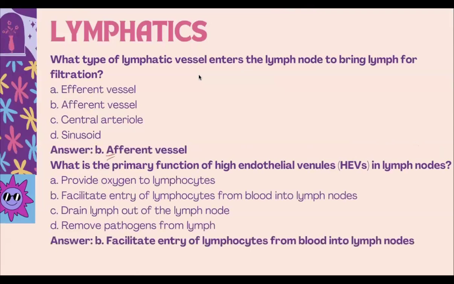Afferent vessel. Always know the difference between A and E. Don't miss this exam question, don't lose this mark. And again, high endothelial venules are for entry of the lymphocytes into the lymph nodes. They're not draining it, they're not removing anything. They're just bringing the lymphocytes to the lymph node.